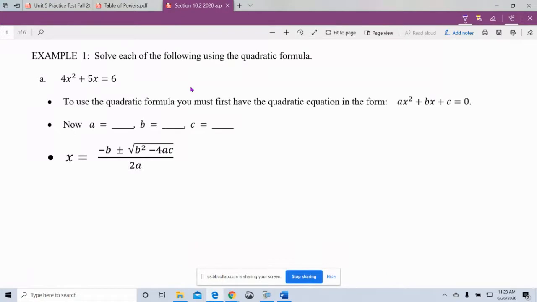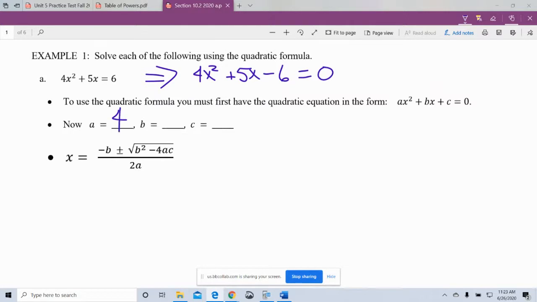So I'm going to have to fix that by subtracting the 6 from both sides. So I'll have 4x squared plus 5x minus 6 equals 0. And now it's in the right form. It's in the form of ax squared plus bx plus c equals 0. And now I can identify my a, b, and c.